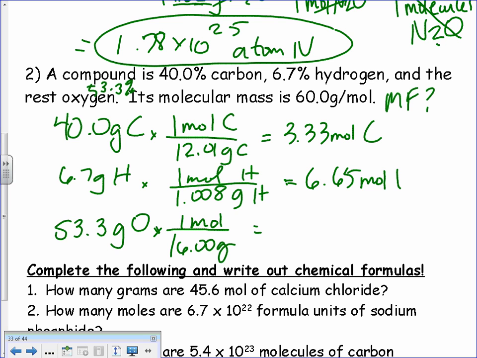Great, of hydrogen. And then, Abby, oxygen here. Okay, so we've successfully taken our percentages to grams by assuming a 100 gram sample. We've converted to moles. Those are our first 2 steps. Third step?